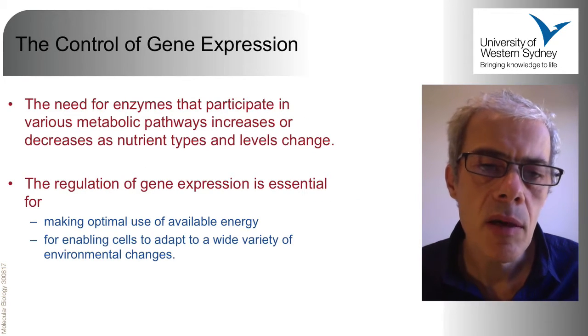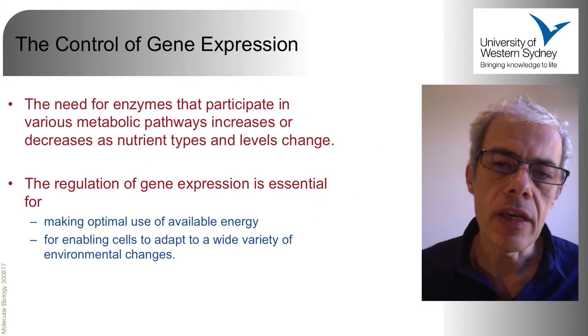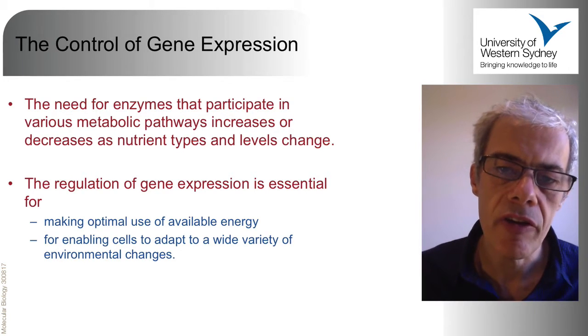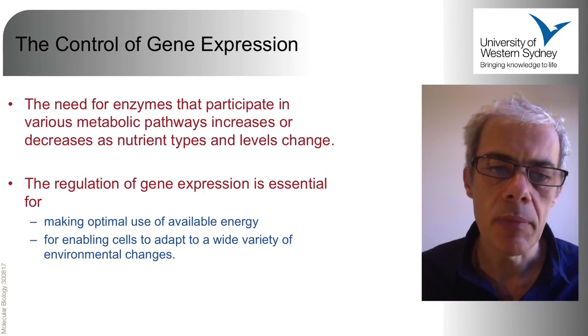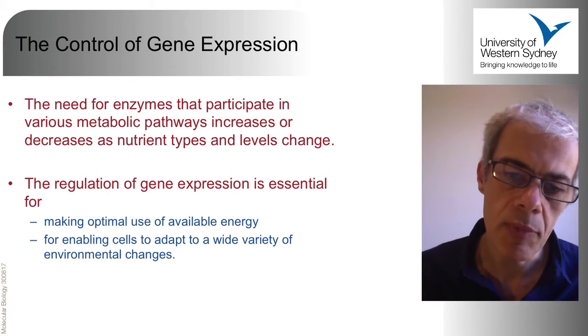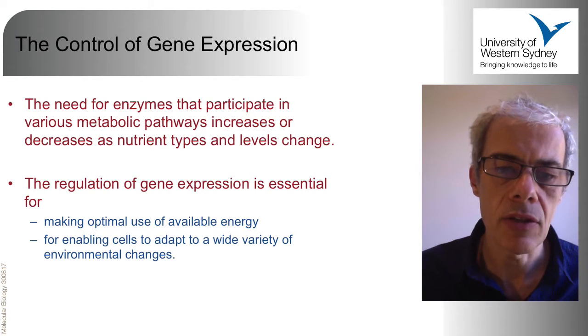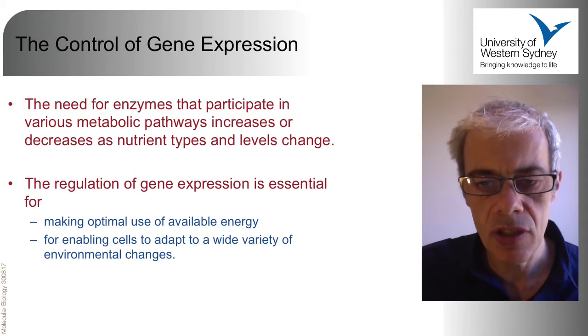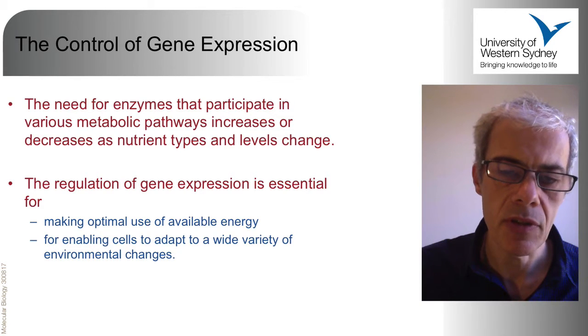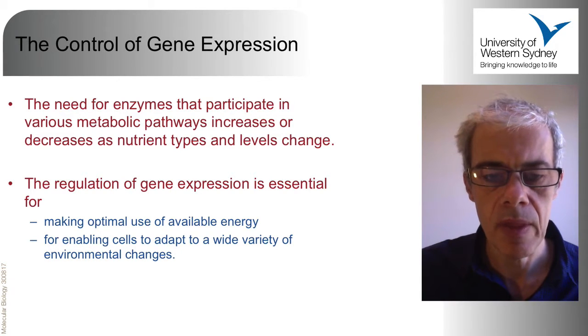So then, in summary, the bacteria cell needs to regulate the presence of various enzymes to make use of the nutrients that are available to it at any point in time. And to do this, it regulates its gene expression so that it can adapt to the environment which it finds itself in.